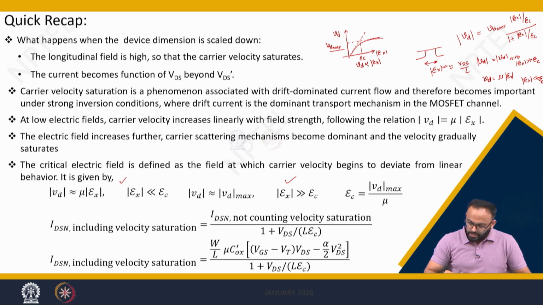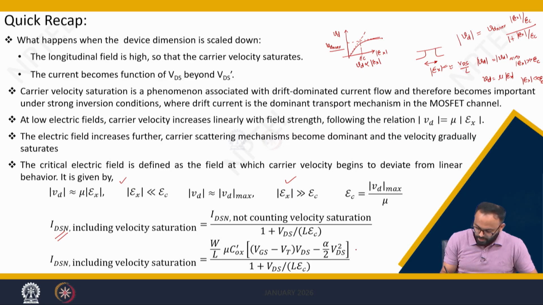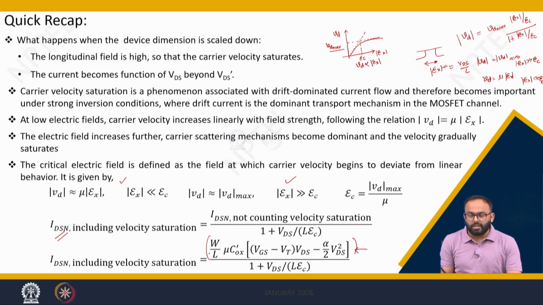By doing this, we have extracted the drain current equation in non-saturation including velocity saturation. In the non-saturation condition, the drain current equation with velocity saturation was given by this, where the numerator we have already calculated. However, there is an additional term of 1 plus Vds divided by L into Ec, which is due to velocity saturation.